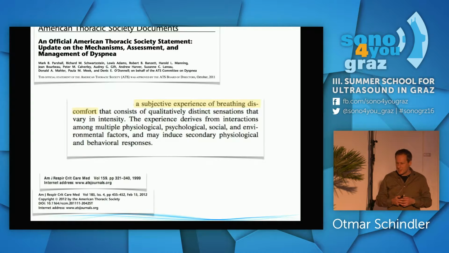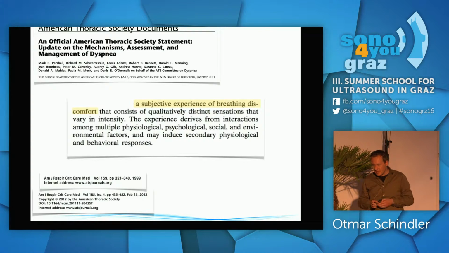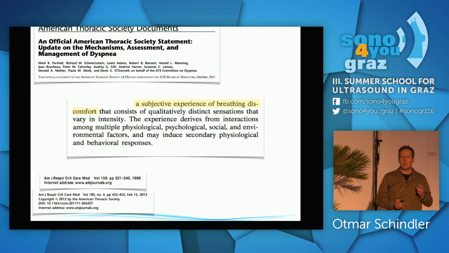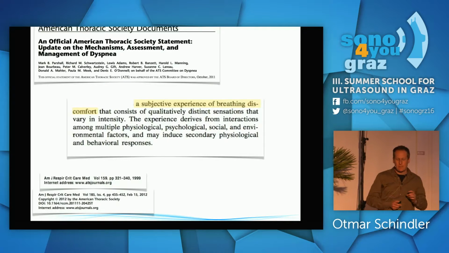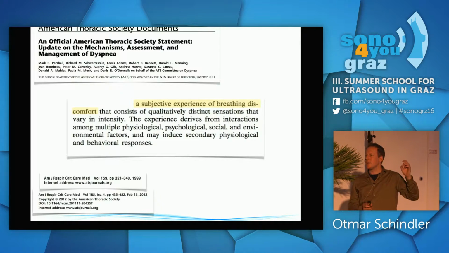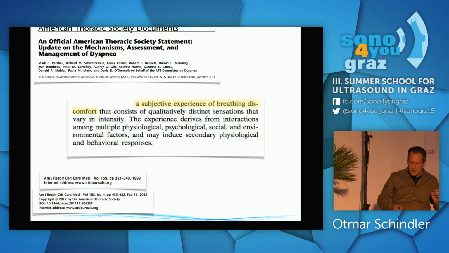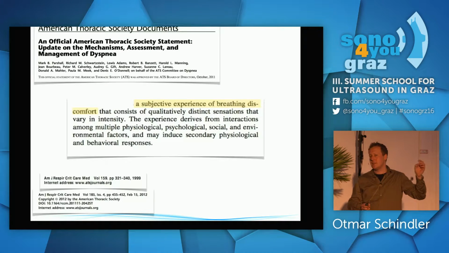So I'll tell you what the American Thoracic Society says. It's a subjective experience of breathing discomfort. So dyspnea is what the patient feels. It's not what we tell the patient he has. It's not a diagnosis. It's not my opinion. It's just what the patient feels.